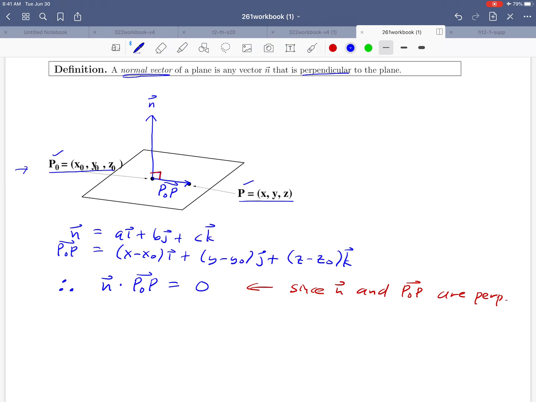So we ask ourselves, how do we calculate a dot product? Well, dot products are about taking products of components. So if we want to take n dot P naught P, we're going to start by multiplying a by x minus x naught. That's the first piece of the dot product. Plus b times y minus y naught, there's the second piece, plus c times z minus z naught. And on the right-hand side of the equation, we've got a 0.